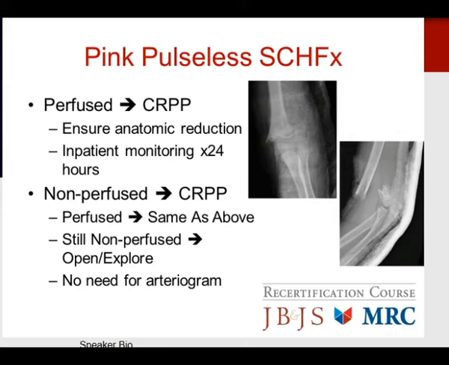However, if on presentation the hand is non-perfused or under-perfused, then treatment is on an emergent basis. An attempt at closed reduction can be made, and if perfusion returns and you have anatomic reduction of the fracture, then you can proceed as above. However, if the hand remains non-perfused or under-perfused, then the next step in treatment would be an open exploration and open reduction. There's no need for an arteriogram as the site of injury is known.